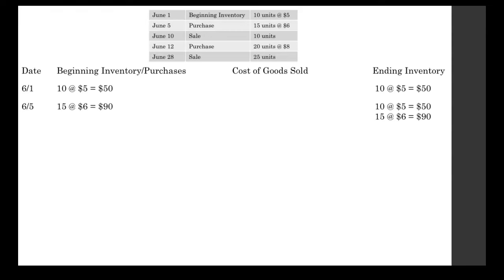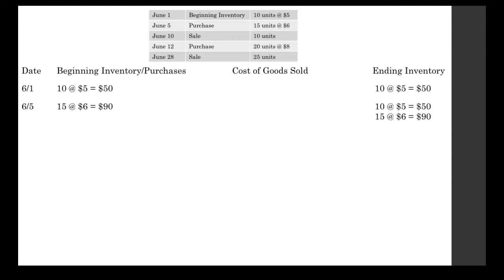Then on June 5th, we made a purchase. We bought 15 more units. This time, each of them cost $6. So 15 times 6 gets you 90. And if we head over to ending inventory, we still have those 10 units at $5 a piece. So we want to make sure that we write that out again. So that way we know which units came in first and which ones came in last. So after we write out those 10 units at $5 a piece, we write these new 15 units that just came in at $6.